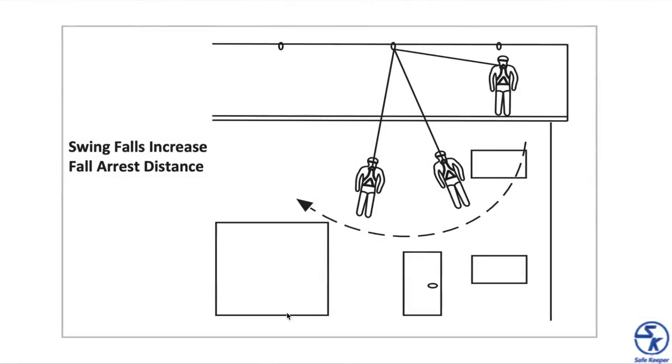Another consideration is swing falls. A swing fall occurs when the worker falls when not being directly under the anchor point. This can cause the worker to swing into adjacent obstructions rather than dropping straight down. Remember, pay close attention to those user manuals and instructions.